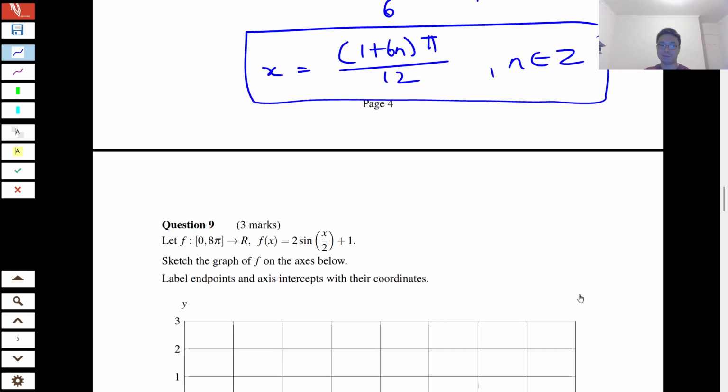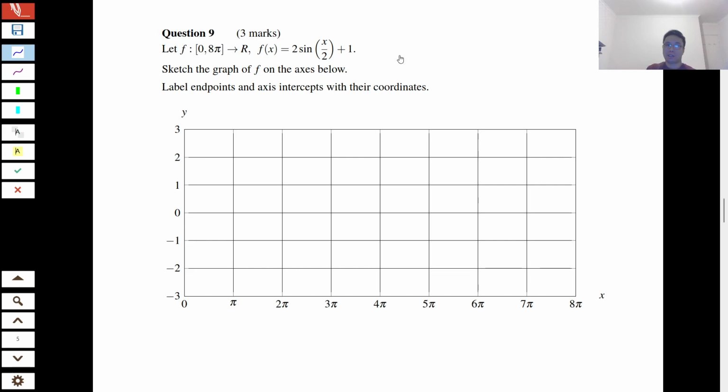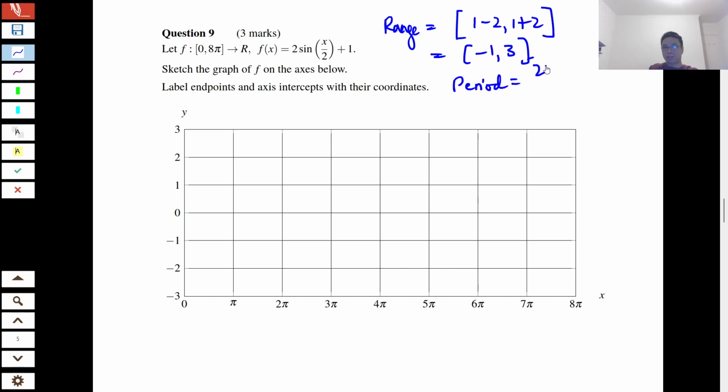Okay, we'll keep going. Question 9. Okay, so I think I'll say that the range here will be 1 minus 2 to 1 plus 2, which equals negative 1 to 3. The period will be 2 pi on a half, which is 4 pi. And since this domain is from 0 to 8 pi, I'm expecting to draw 2 cycles. The average value is 1.